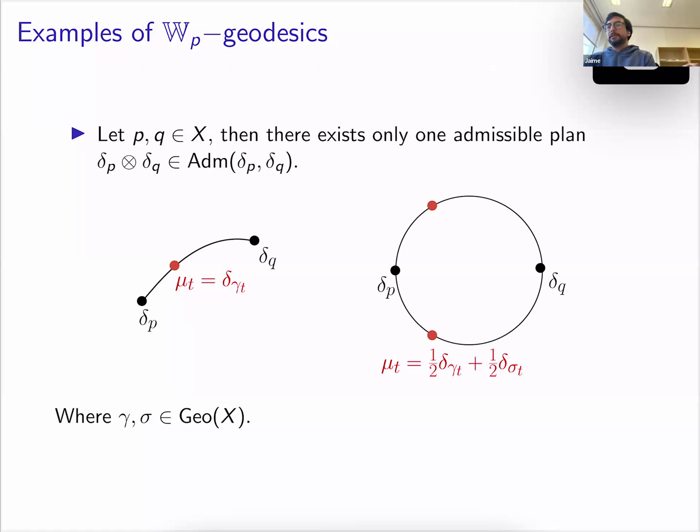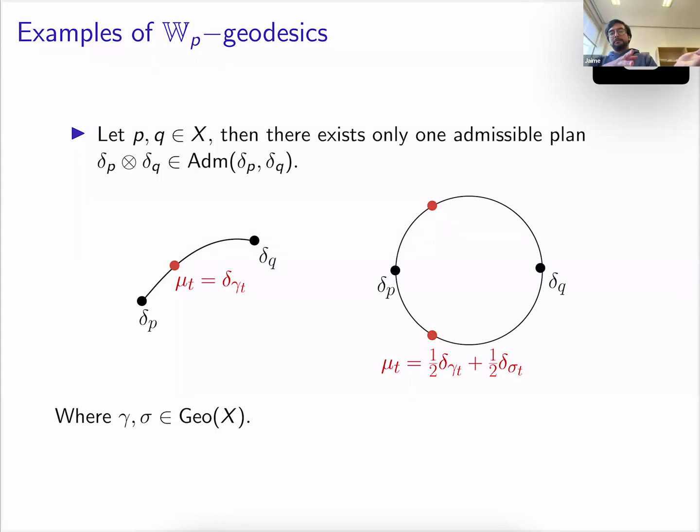So take 2 points P and Q in X, then it is easily seen that there's going to be only one admissible plan, the product measure delta P times delta Q. And the thing is that I can do the following. If I take a geodesic gamma joining P and Q, then in this drawing on the left, the geodesic in the Wasserstein space will be just moving along Dirac deltas supported along the geodesic. That is, the geodesic is just delta gamma sub t.